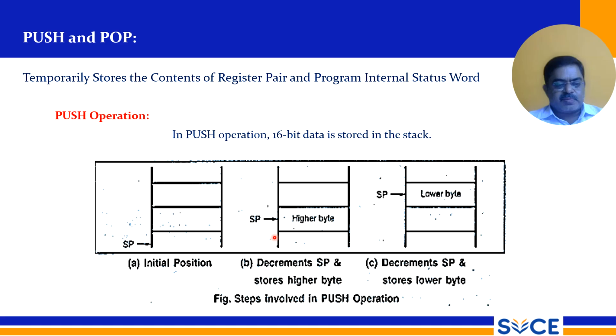So push and pop. Here this is the initial position. After decrementing, SP stores the higher byte, and after decrementing again, SP stores the lower byte. These are the steps involved in the push operation. It temporarily stores the contents of the register pair and program status word. In the push operation, 16-bit data is stored in the stack.